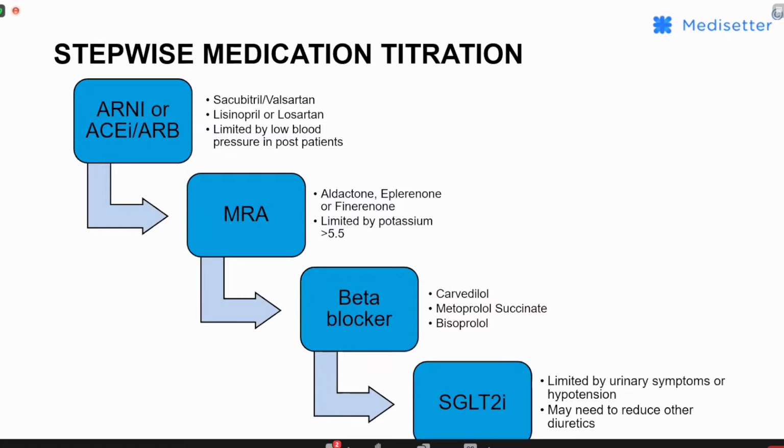And the nice thing about the metoprolol succinate is it's 25 milligrams. You can even start lower than that at half a tablet, and you can up titrate to 100 milligrams as tolerated, either once a day or twice a day.